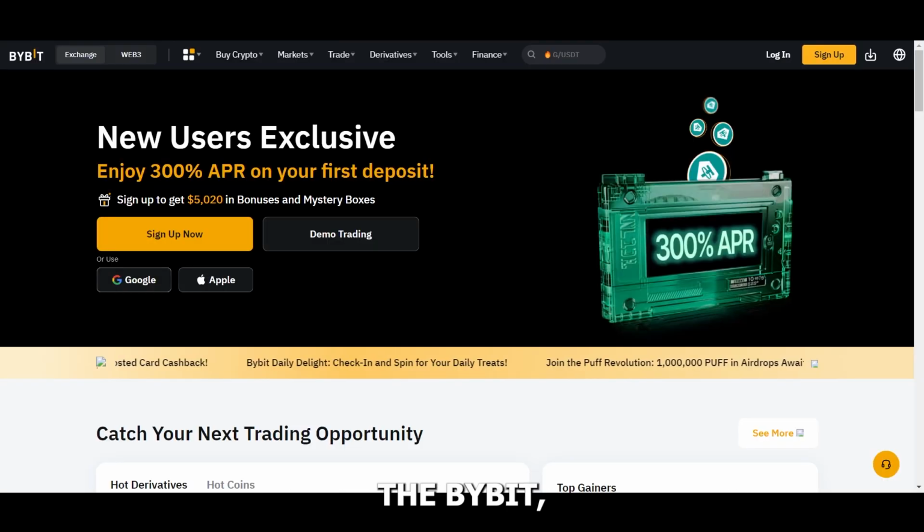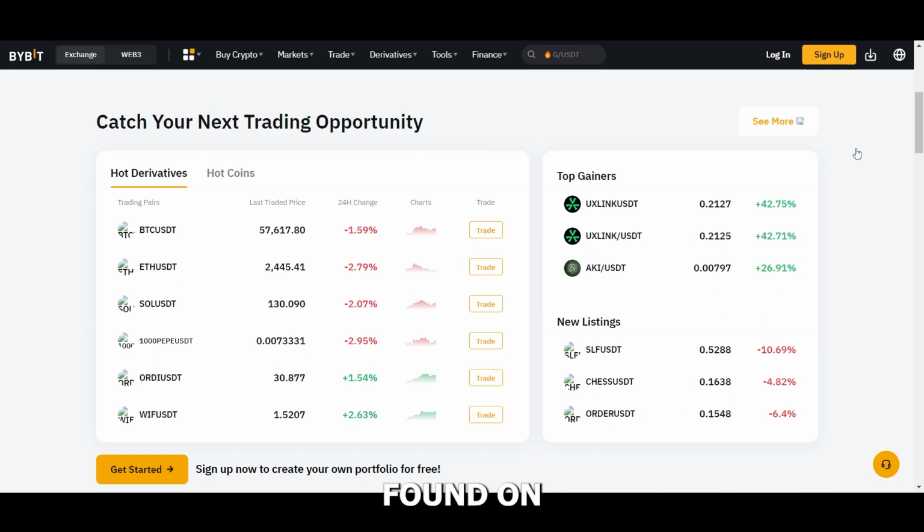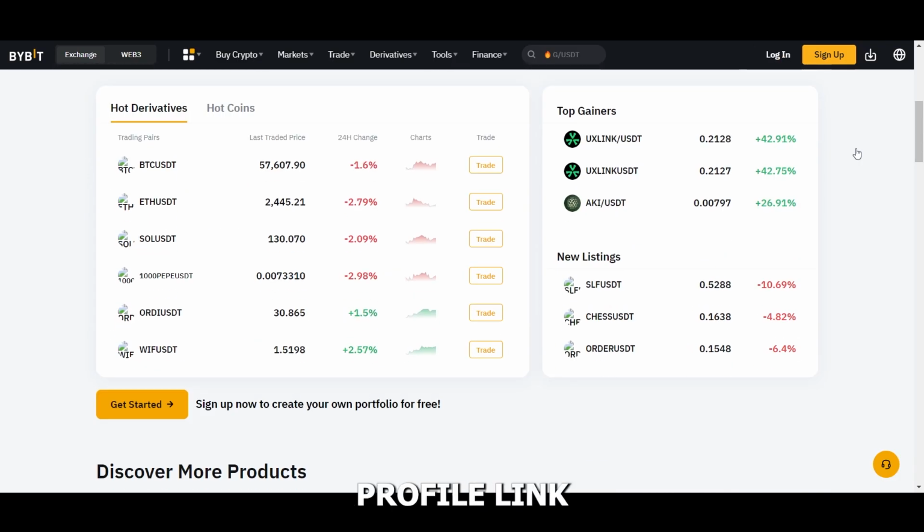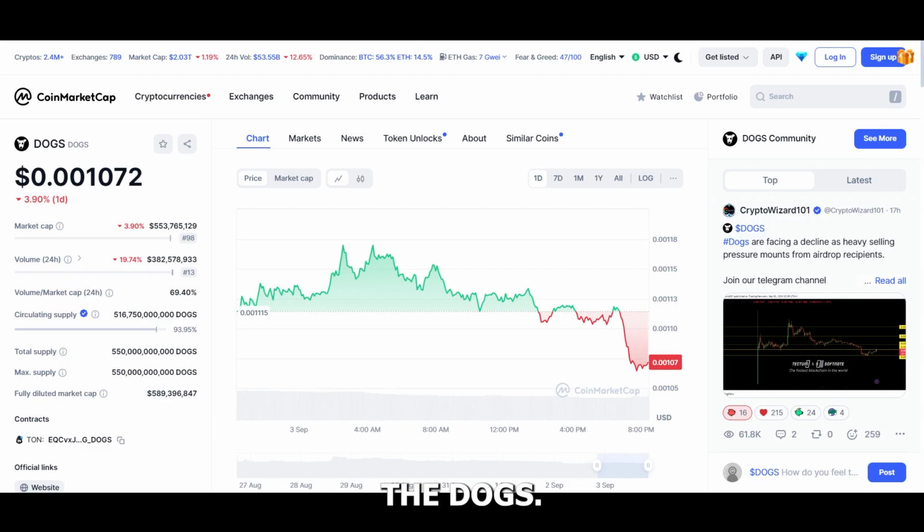So you have to go to the Bybit, make sure you log in. Then you have to go to the asset which will be found on the top right side corner. Click on your profile icon, you will get the asset section. Now on there you have to select the DOGS. Scroll down and find the DOGS token under your unified trading account balance.